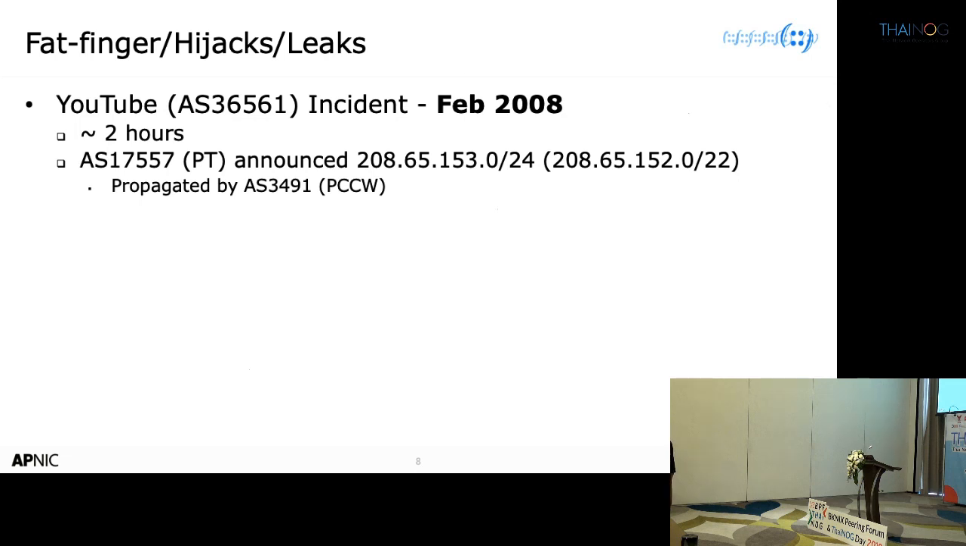The government had mandated that Pakistan Telecom not allow YouTube in the country. So what did they do? They actually blackholed YouTube's prefix, and then they started announcing a more specific prefix of YouTube, a /24. YouTube had a /22. So globally, everyone was seeing a /22 from Google, and they were seeing a /24 from Pakistan Telecom. And because of longest matching best path selection of routing, everybody thought that's the best path. Let's all send our traffic for YouTube to Pakistan Telecom.